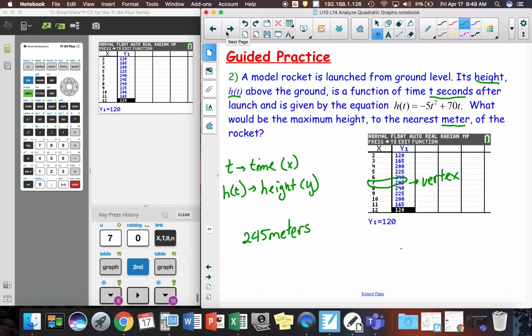Now, if you don't have a calculator, what you would have to do in order to solve this is plug in numbers for t until you find the maximum number that you get. You can also do that. That's what the calculator is doing right here, actually.